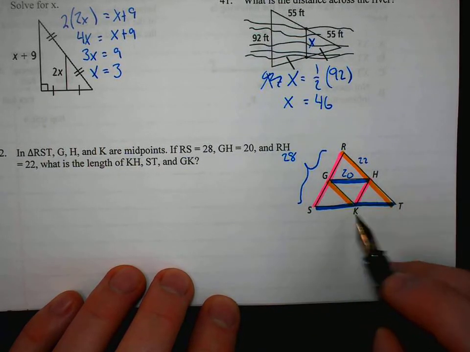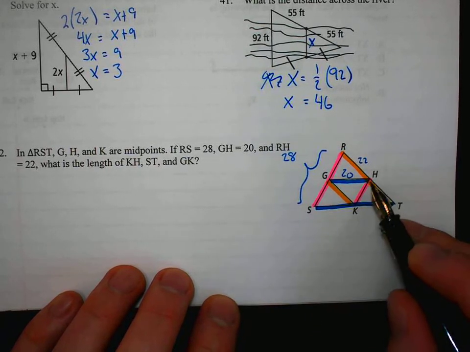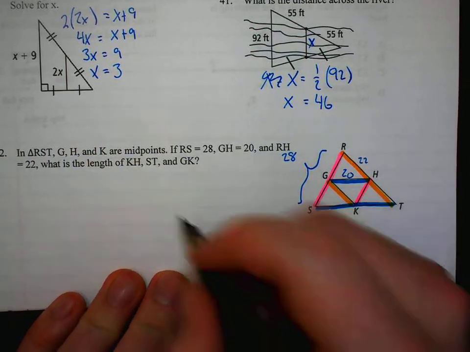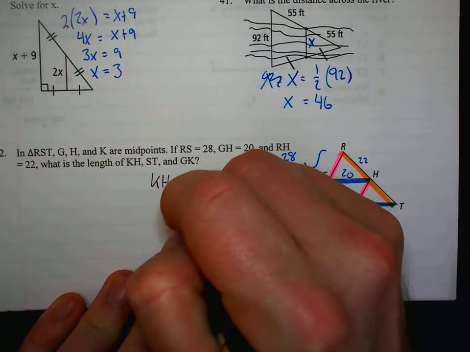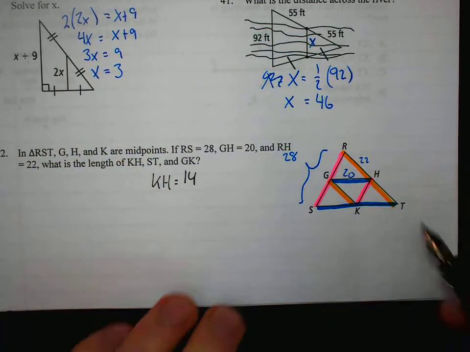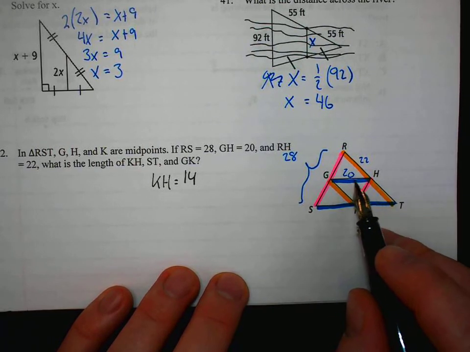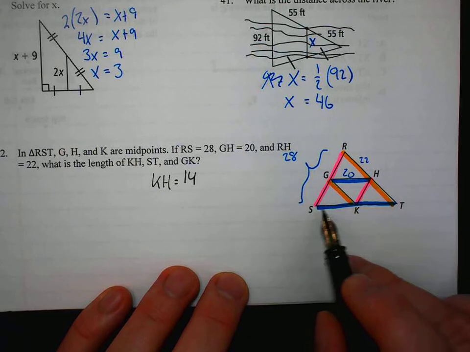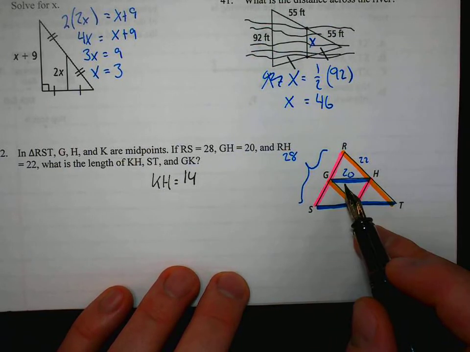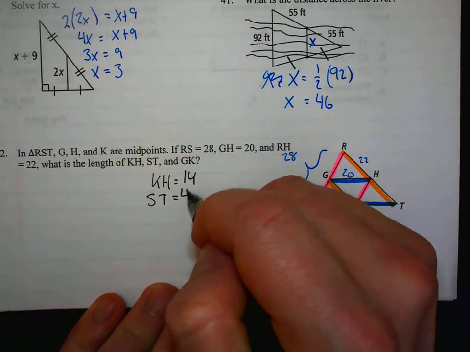Looks like the easiest one to find is going to be KH. If this is 28, we know that the midsegment has to be half of that. So that means that KH would be half of 28, which is 14. Next up, this segment is 20. ST is the base that goes with 20. We know that the base is double the midsegment, so that means that ST has to be 40.